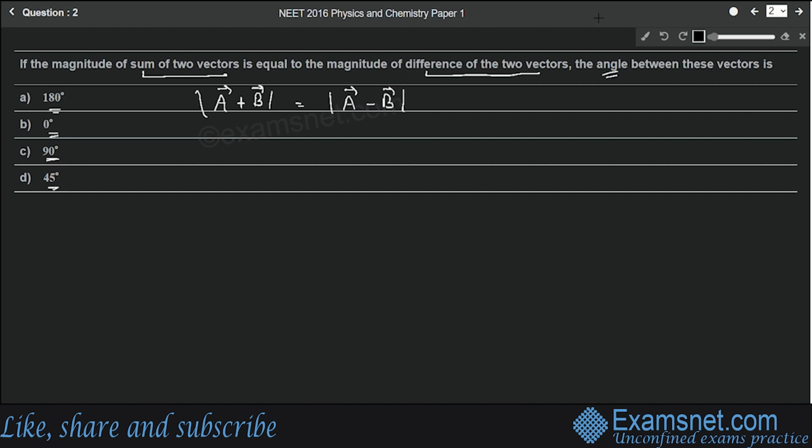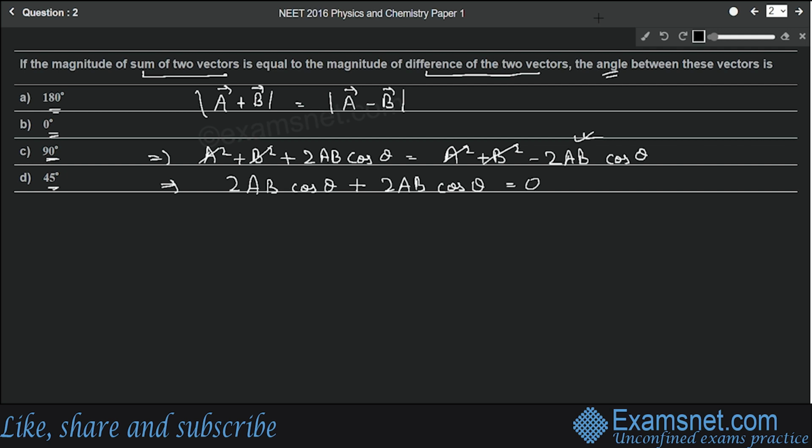Okay. Now we know that the magnitude of vector A plus vector B can be written as A square plus B square plus 2AB cos theta. Okay. This is the formula for the sum of two vectors. Similarly, the difference of two vectors will be A square plus B square minus 2AB cos theta. So A square can be cancelled out because it is on both the sides. Similarly, B square will also be cancelled out. So what is left? 2AB cos theta this side, and this side also, this minus 2AB cos theta can be brought to the left hand side as plus 2AB cos theta.